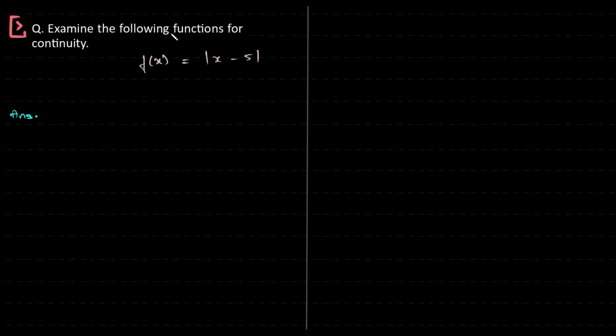Examine the following functions for continuity. So we have f of x which is equal to modulus of x minus 5. So we need to redefine. How do you redefine something like this?